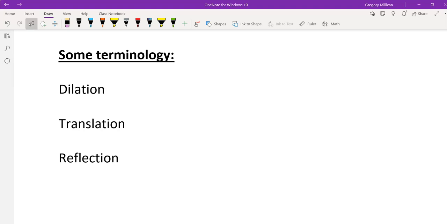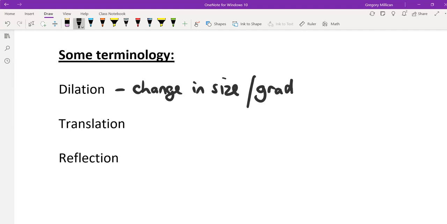Now, we can also get a negative dilation, or we can get A getting smaller, but we use the term dilation to indicate that sort of change. Okay? So a dilation in mathematics is a change in size, or more specifically in most of our contexts, a change in gradient. So we're going to change the gradient of the line. Okay? Is that all right?